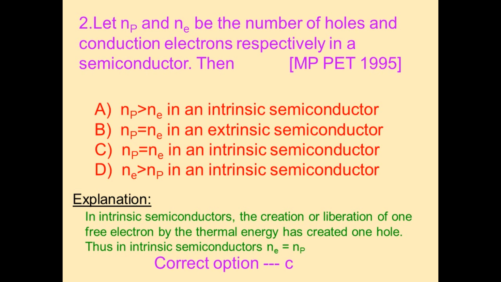Second problem. Let Np and Ne be the number of holes and conduction electrons respectively in a semiconductor. Already we discussed that in the case of intrinsic semiconductors, the number of electrons present in the conduction band is exactly equal to the number of holes in the valence band. So in the case of intrinsic semiconductor, Np equal to Ne, so option C is correct.